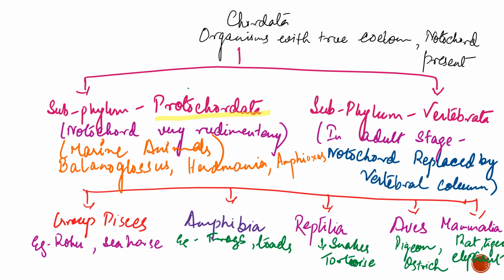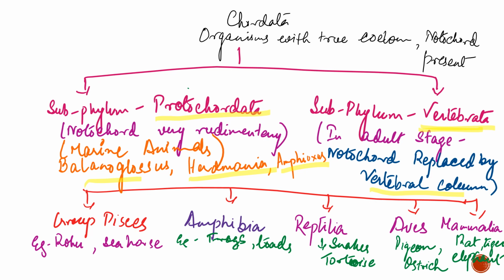Like marine animals, we can give examples of Balanoglossus, Herdmania and Amphioxus. These are the examples of protochordata. But there is another subphylum, that is vertebrata. What happens there? The notochord is replaced by the vertebral column when they grow to adults. In protochordata the notochord is very rudimentary, so we have not divided the subphylum protochordata into different groups, whereas vertebrata have many groups.